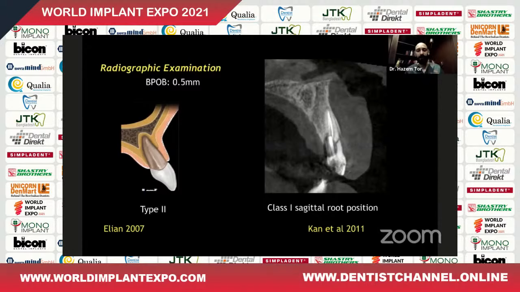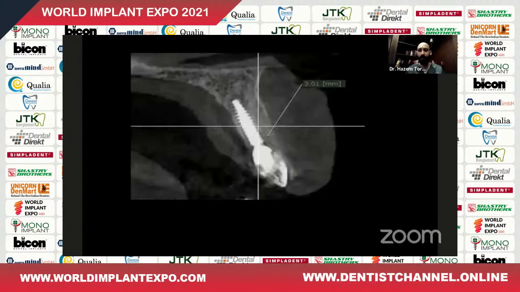Elian, on the other side, made a different classification depending on the presence or absence of the buccal plate and the buccal tissues. So these 2 classifications are very helpful in treatment planning. In this case, we have a class 1 sagittal root position and a type 2 extraction socket, where we have partial loss of the buccal plate, but we have good tissue thickness.